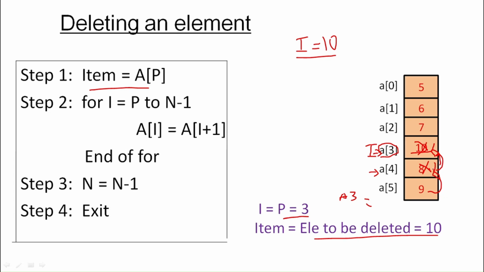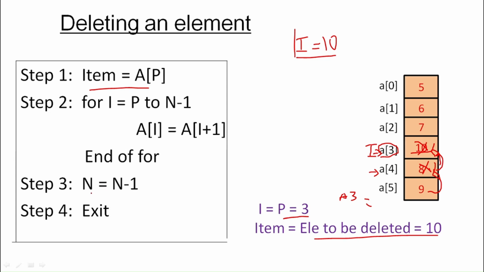The 10 which I wanted to delete is copied by this pointer, and I will go on shifting the below element to the upper element, below element to the upper element. Like this it continues until the condition is satisfied. That I will explain while doing the program. Now don't worry about it.